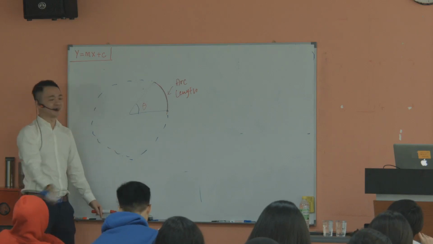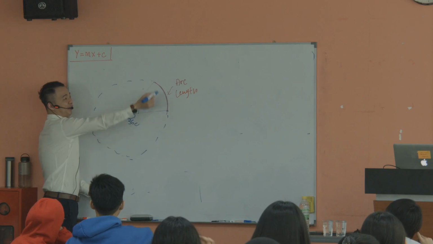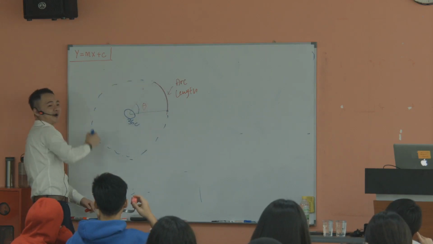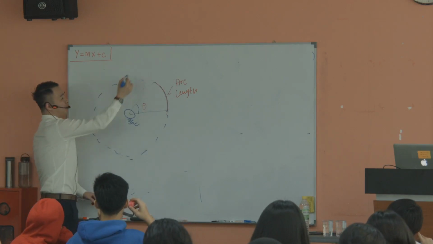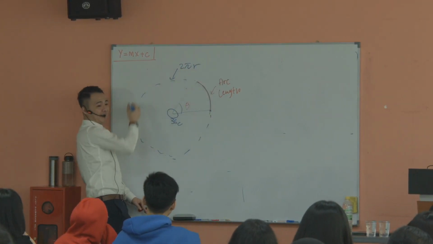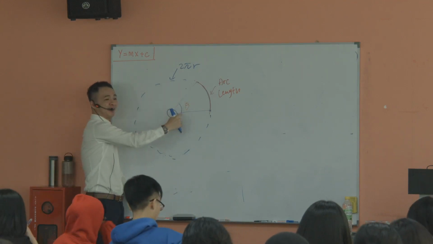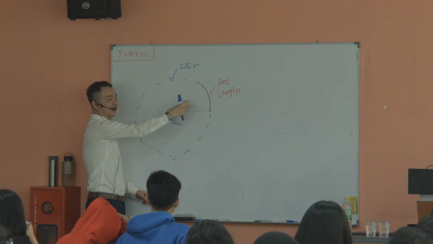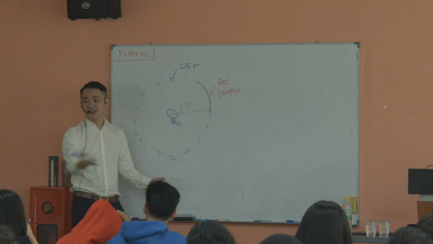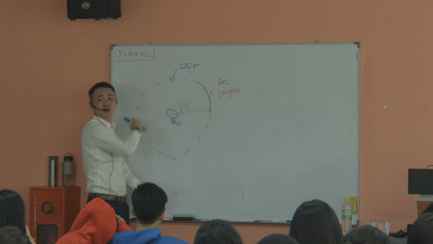If this one is a circle, the whole circle angle will be 360, right? And if you want to find the perimeter of the circle, or they call circumference, which is 2 pi r. 2 pi r is the whole circle circumference, right? So if I only want to take this part, I will only take this angle divided by 360. Correct or not? If this angle is 10, 10 over 360 multiply 2 pi r.